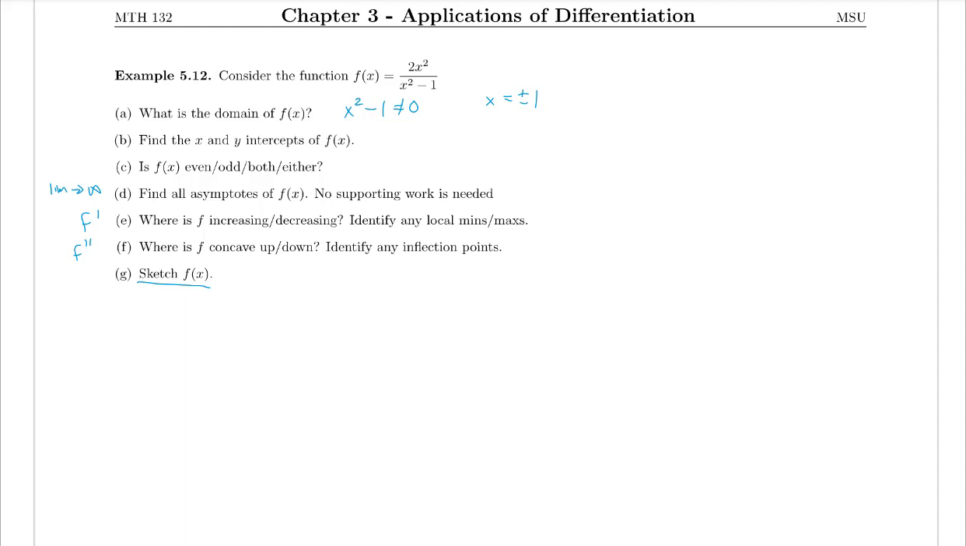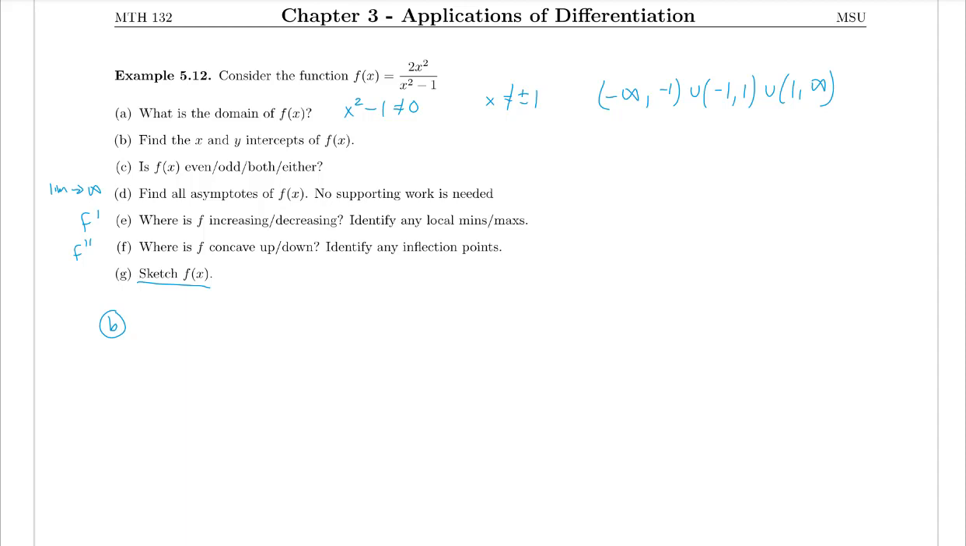So our domain here is going to be negative infinity to negative 1, union with negative 1 to 1, and union with 1 to infinity. And we're going to have vertical asymptotes there at x equals negative 1 and x equals positive 1. To find the x and y intercepts, we're going to use a little bit of algebra.